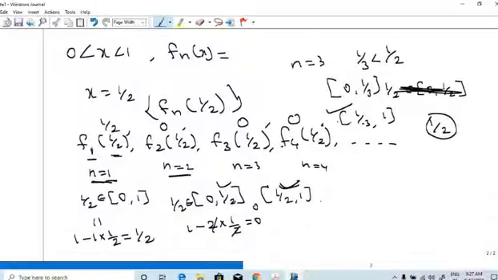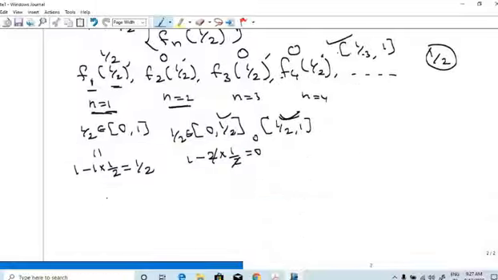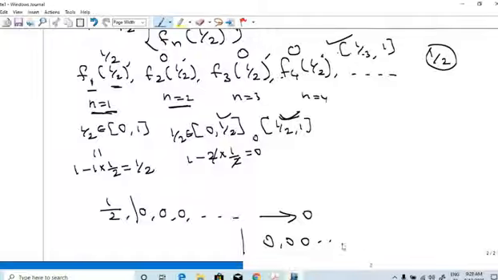Therefore, for x equal to 1 by 2, we get the sequence 1 by 2, 0, 0, 0, 0, 0, and so on. So this is an eventually 0 sequence. After a certain stage, everything is 0. For x equal to 1 by 2, we get it from the first stage itself. We get an eventually 0 sequence, therefore this converges to 0. If you take any other value, after a certain stage everything is 0. Therefore, this converges to 0.